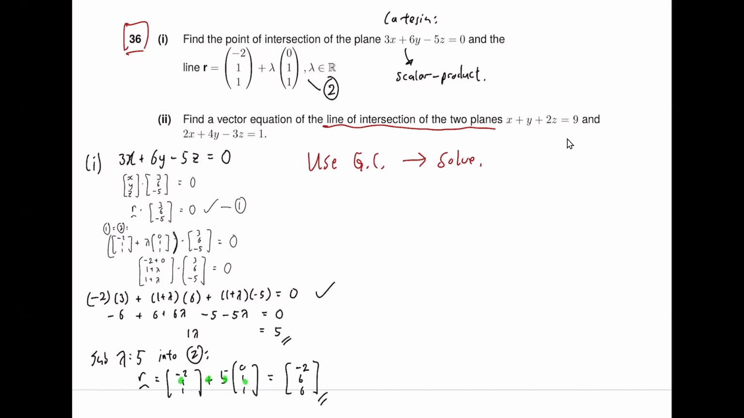1 plus 5 times 1, 6. Minus 2 plus 5 times 0, negative 2. Okay? So this is the coordinates of the point. Okay, that's for part 1.